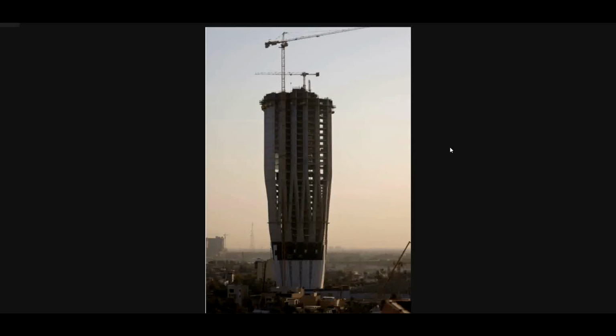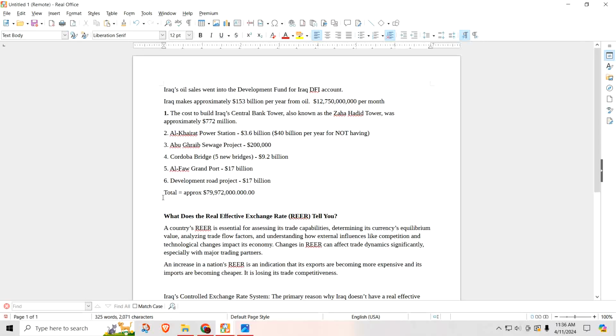to get these things done at an exchange rate of 1,320 is because they were getting money from the development fund. Well, that's what it's for. Let me show you something that could put an end to that real quick. I want you to think about this.